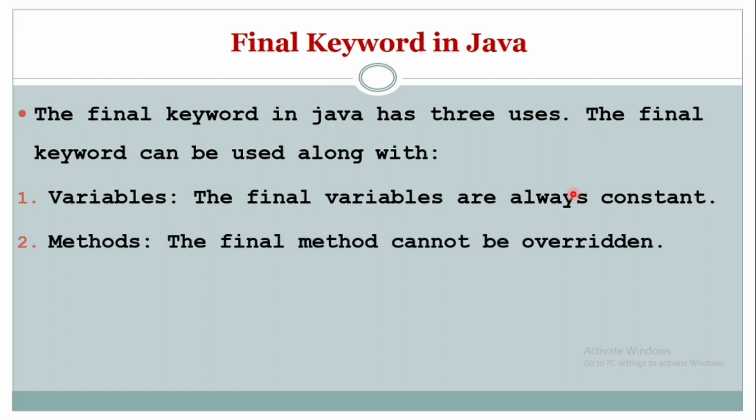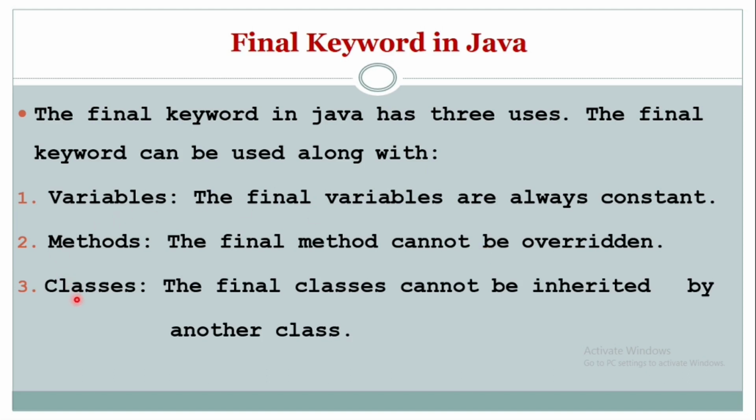Yes, I can have final methods. The final method cannot be overridden. For example, if I make a superclass method final, then that method cannot be overridden, which means I cannot have the same method name in the subclass. The next one is final class. The final class cannot be inherited by another class. Now let us understand all these three types with a simple example.